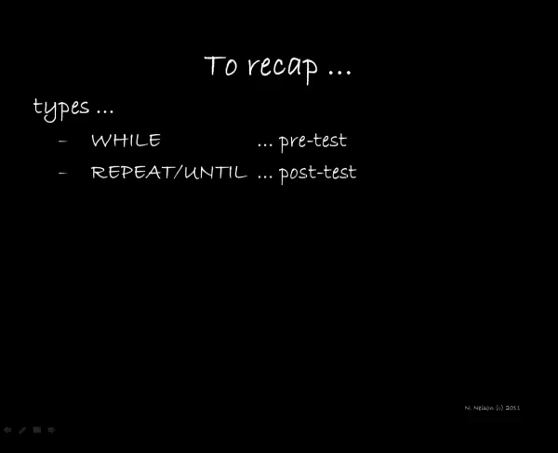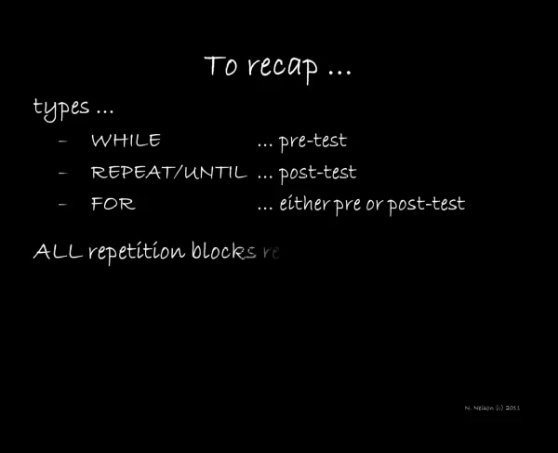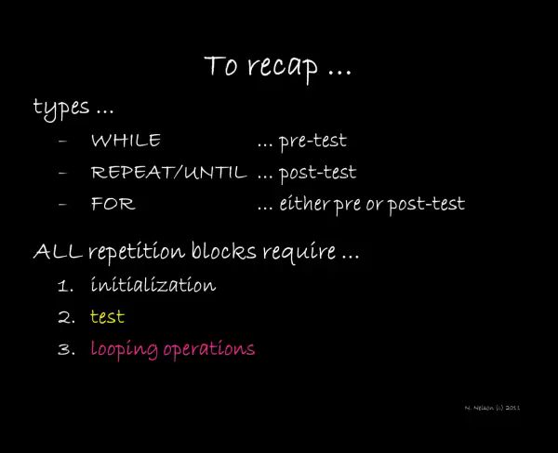So to recap, there are three main types of repetition constructs: the while loop, which is a pretest, the repeat until loop, which is a post-test, and the for loop, which can be either. Regardless of which you choose, each requires the same four elements to function properly. First, you have to initialize the looping variable. The loop must contain a test to see if the variable has reached a certain condition. There has to be a block of operations that are repeated, and finally, there has to be an instruction that modifies the looping variable. The only thing that varies from loop to loop is when the actual test is performed.